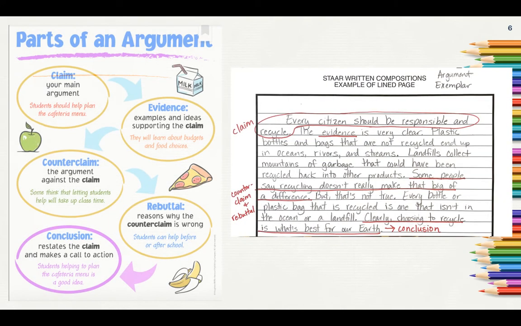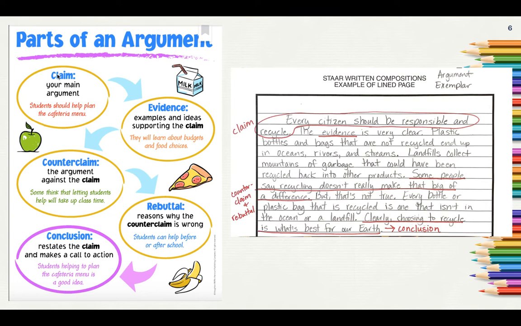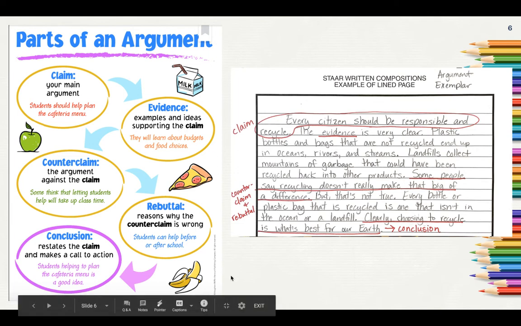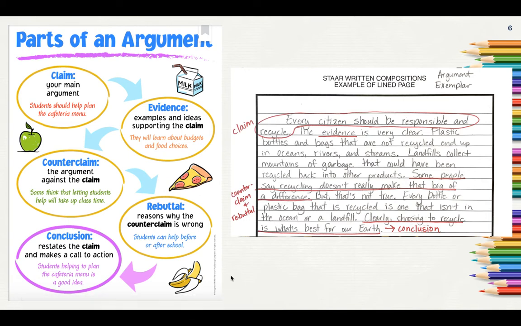Let's review the parts of an argument. The parts of an argument are your claim. This is your main argument. This is what you are going to make a claim about, and this is your main argument during your editorial and your writing piece. Your evidence. This is another big part of an argumentative or persuasive piece. These are examples and ideas supporting the claim. This is what you will use to support your main argument and persuade your reader.